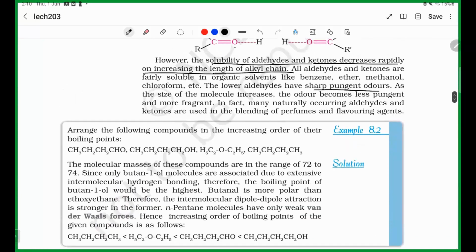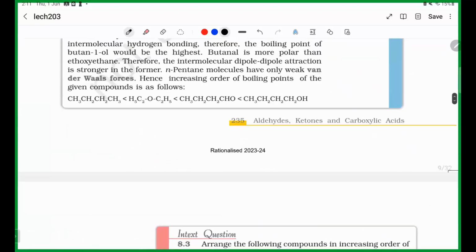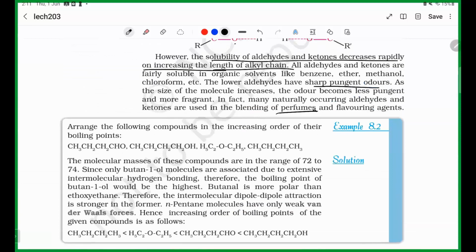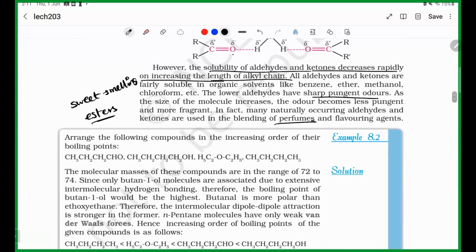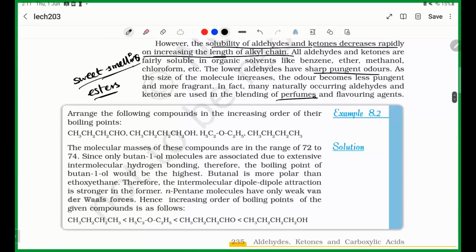And then this is something about odor. Lower aldehydes have pungent odors. However, many naturally occurring aldehydes and ketones are used in the blending of perfumes and flavoring agents. So that's an important thing. Another interesting fact in the context of perfumes: esters are sweet smelling. So you can detect an ester by the evolution of a sweet smell. Later we'll come to the esterification reaction and revisit this concept in the laboratory. If you want to know whether an esterification between an alcohol and an acid successfully occurred, you will look for the characteristic sweet smell of an ester.